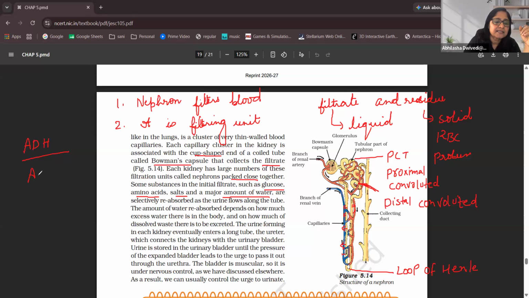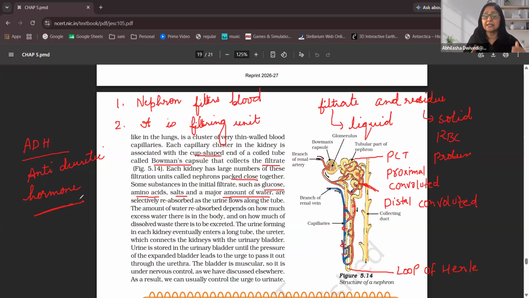ADH is called anti-diuretic hormone. It comes from the pituitary gland, and it will decide whether your body has more water or less water. Your body needs water to function, isn't it? If it goes below 50%, it could be dangerous. It has to be around 70% and more.